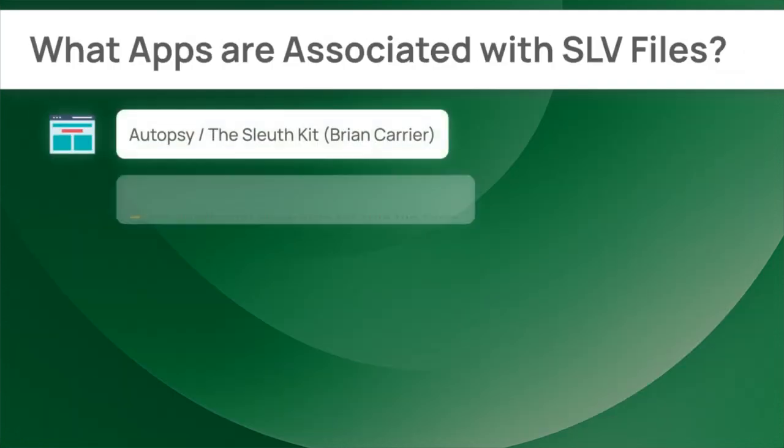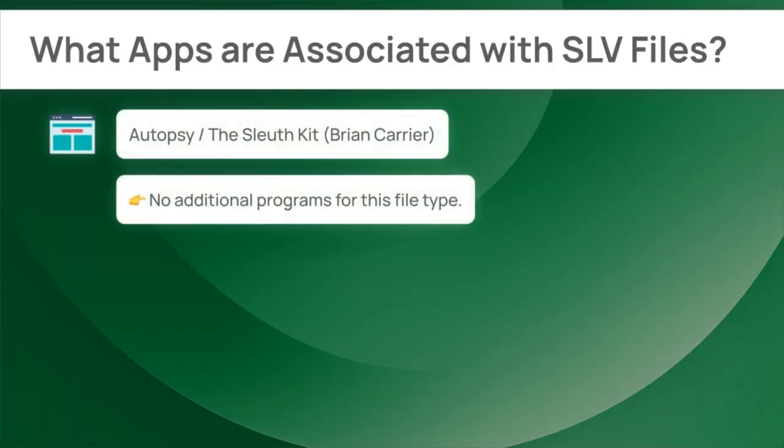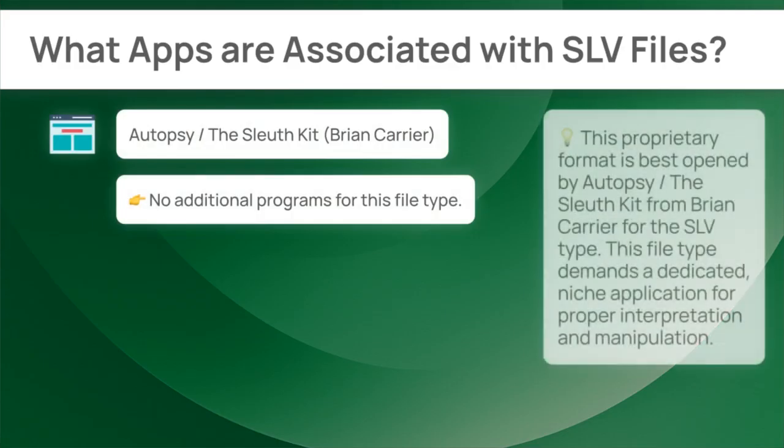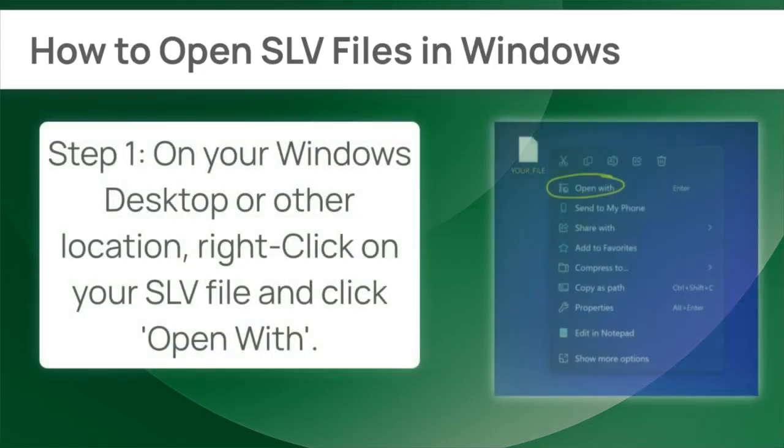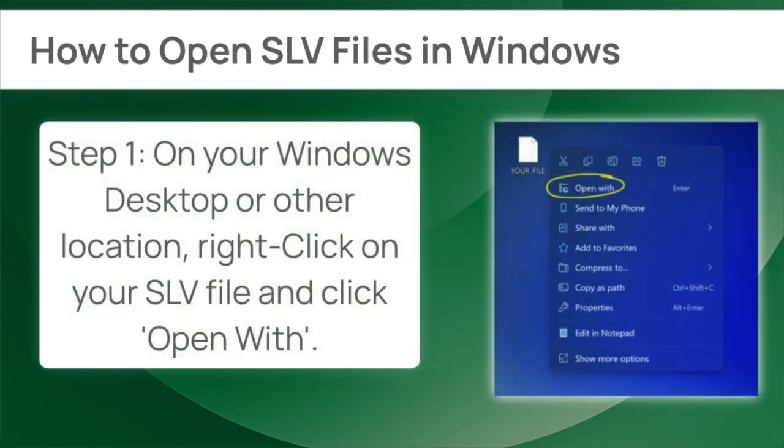The operating system preferentially attempts to open SLV using Autopsy / the Sleuth Kit from Brian Carrier. This file type demands a dedicated, niche application for proper interpretation and manipulation. Windows may display simple metadata, but full interpretation depends on relevant applications. The very first step is to check which program successfully reads the file's header.